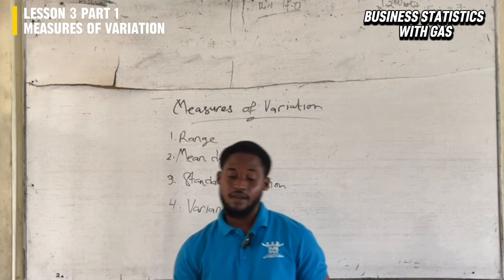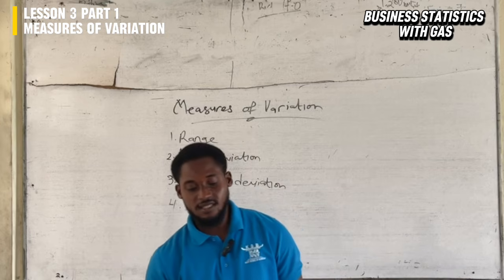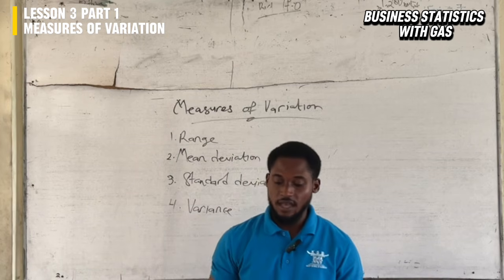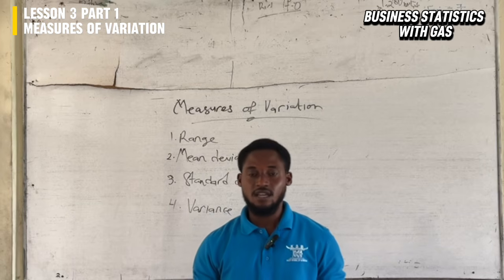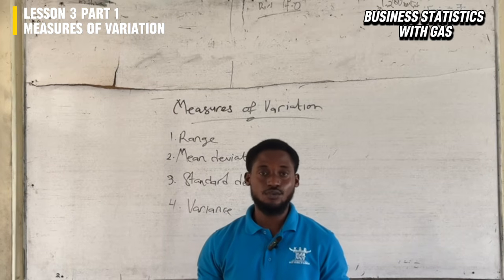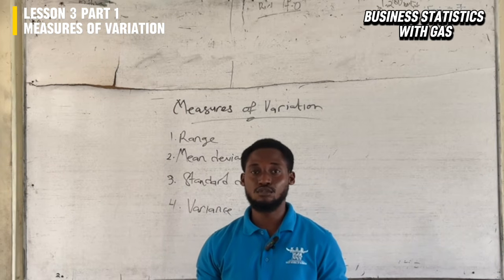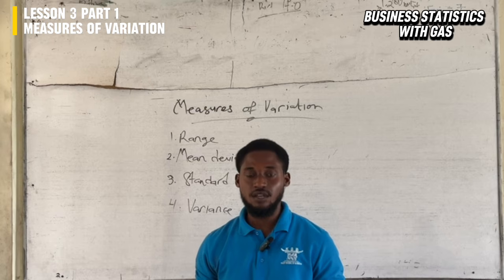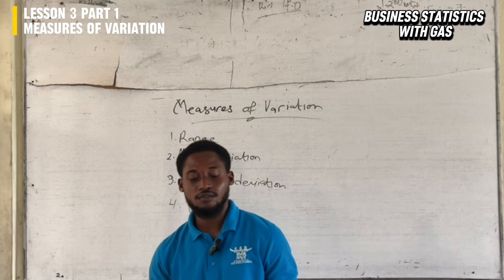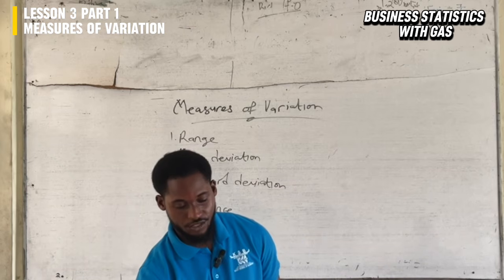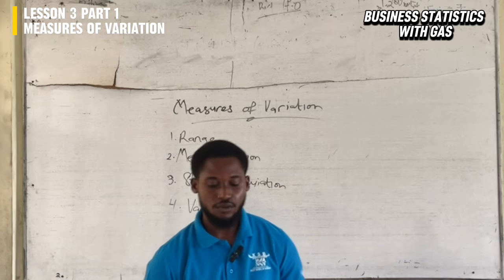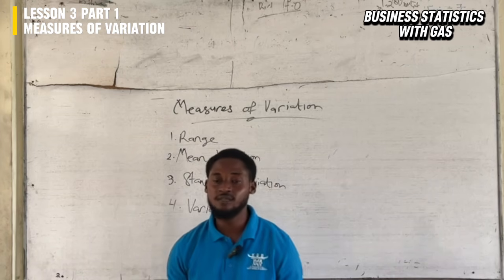So we are beginning with range. Range is the simplest measure of dispersion, and it is the difference between the highest and the lowest values in the data set. If you remember the first video we did on business statistics, I taught you what the range is. You subtract the lowest value from the highest value, then you get your range.